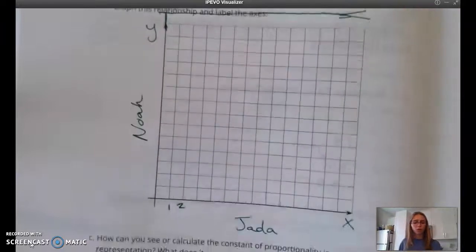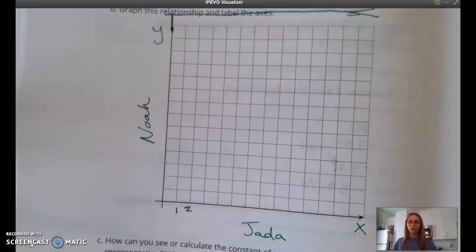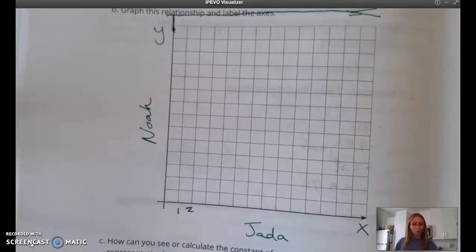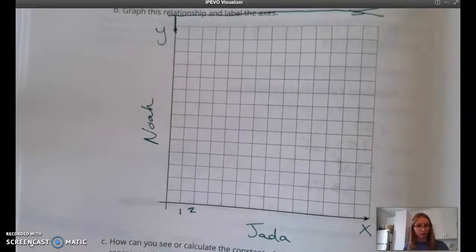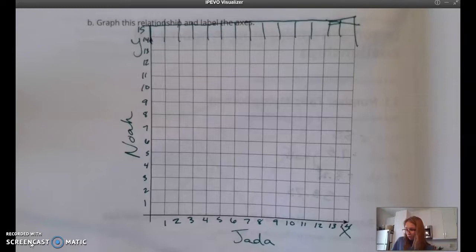So I'm going to go ahead and mark up my graph, and then you will be able to look at mine, pause it, and copy it down, or do it on your own and then pause and look at mine. Alright, so here's my beautiful graph.